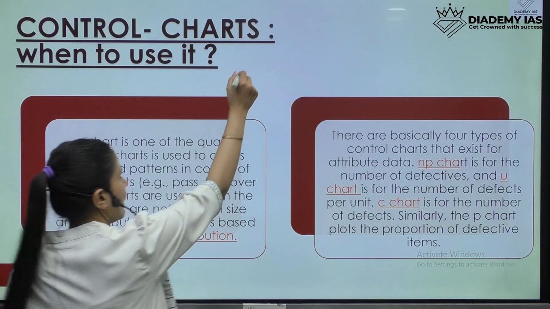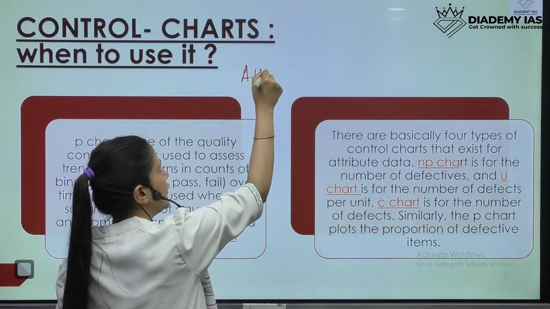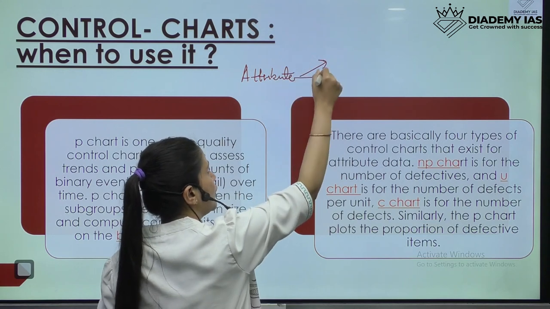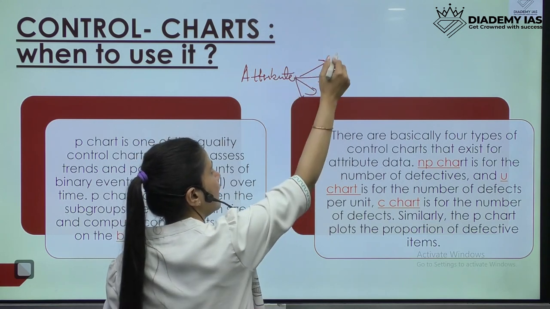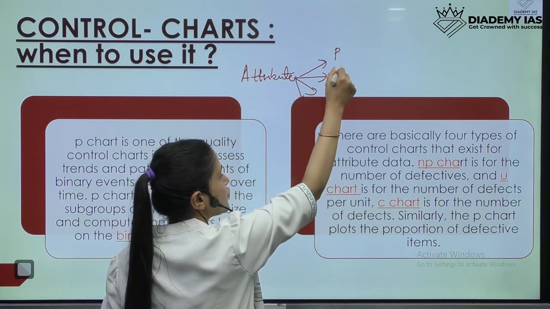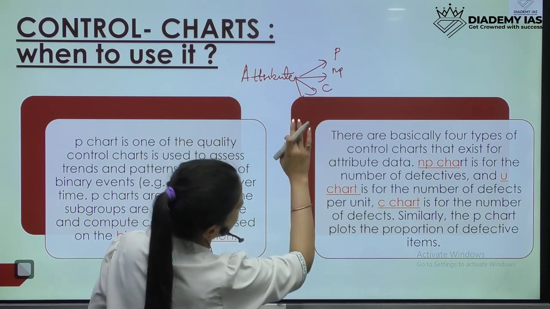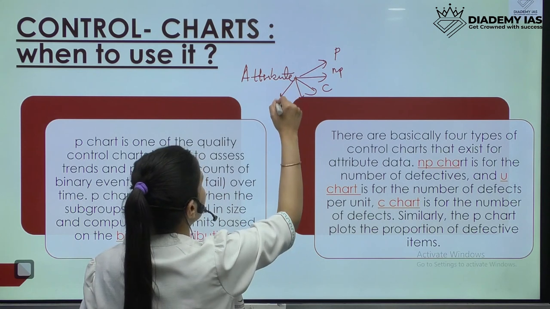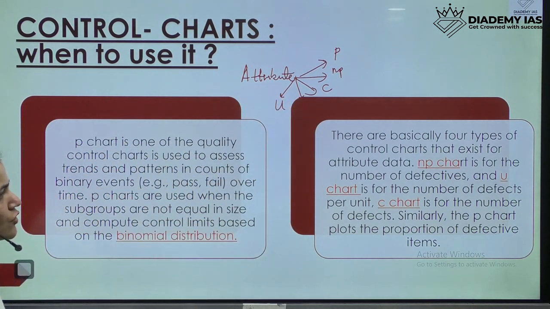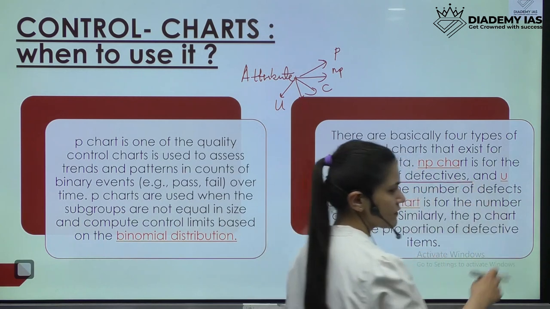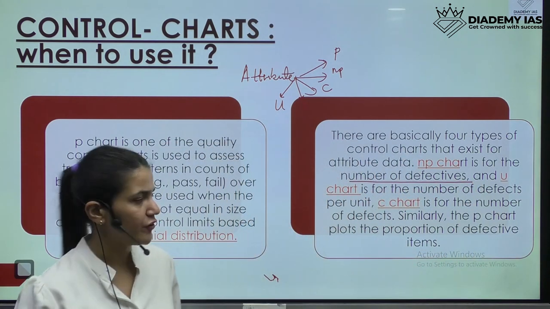In consideration of the attribute value that you are taking to identify and control the process, you have P charts, NP charts, C charts, and U charts. So what are NP charts? NP charts are basically for the number of defectives. They are used to identify the number of defectives.